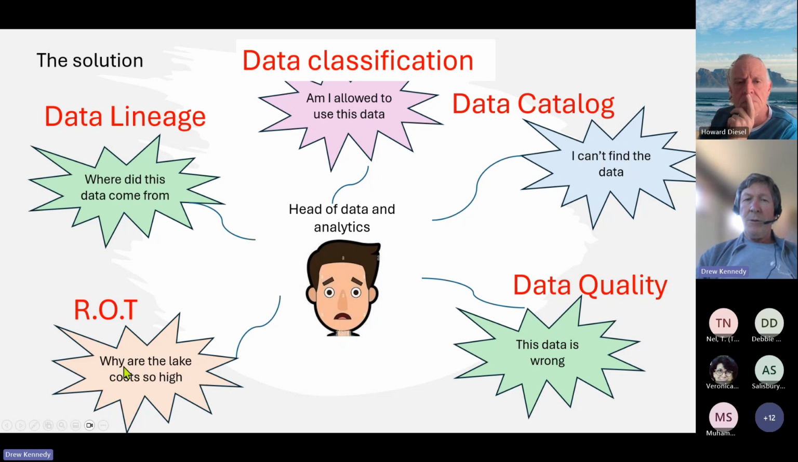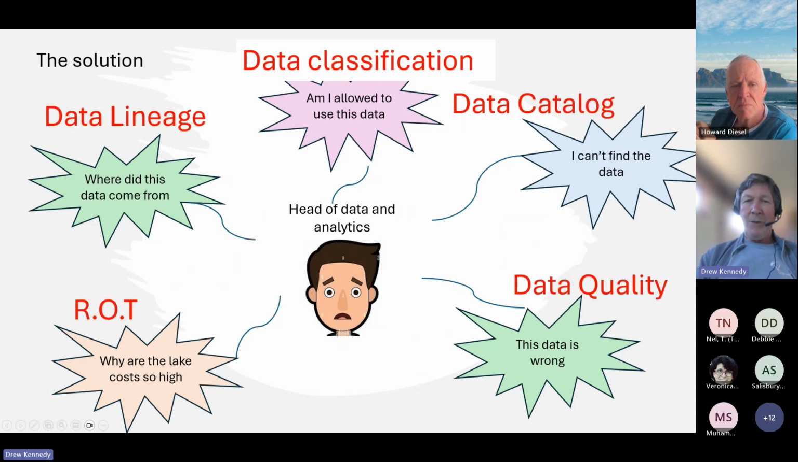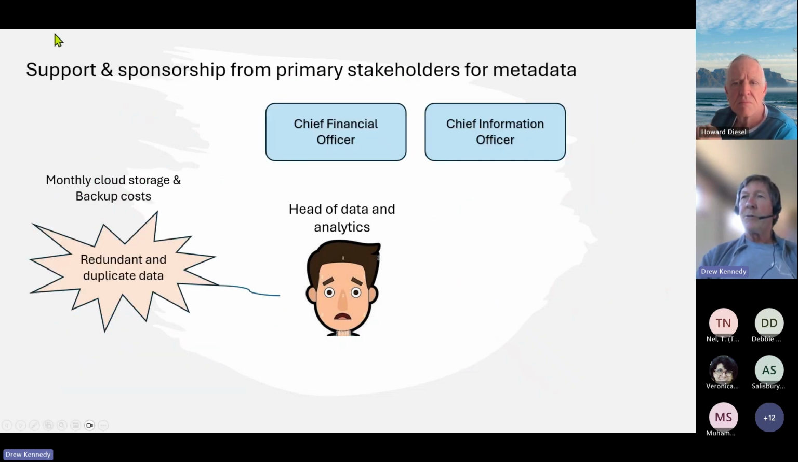So from a scenario where this poor guy is getting bombed on left, right, and center, day in, day out, and I've been in organizations where I've watched this person absolutely dread coming to work because of the stuff they're going to get. And there are solutions available. But very interesting then is, show me the money. Where does she come up with the money from? She's got to go and get support and to get people with backing. And that's where the whole sponsorship comes back from the primary stakeholders for metadata.